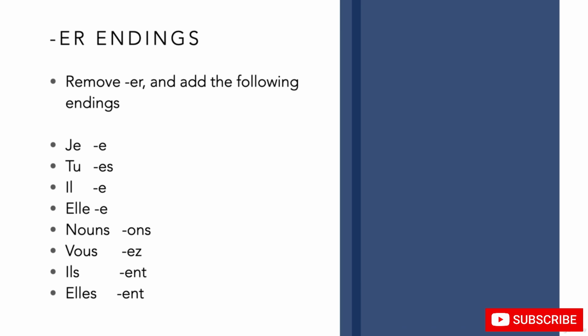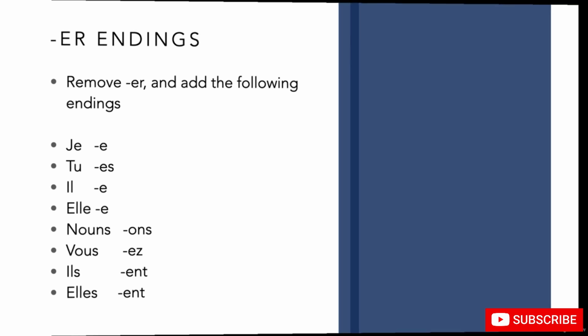So how do you conjugate ER verbs? What you need to do is remove the ER from the stem. For example, if we use the infinitive parler, we need to remove the ER and then add the following endings. For je, we add an E. For tu, we add an ES. Il, we add an E. Elle, we add an E. Nous, we add an ONS. Vous, we add an EZ. Ils, we add an ENT. And then elles, we add an ENT.